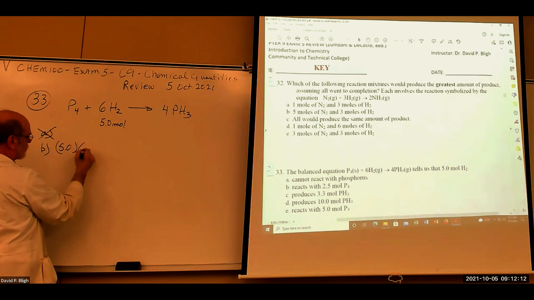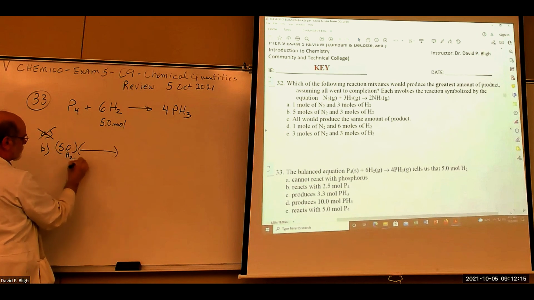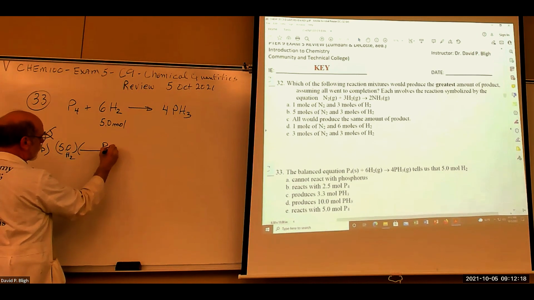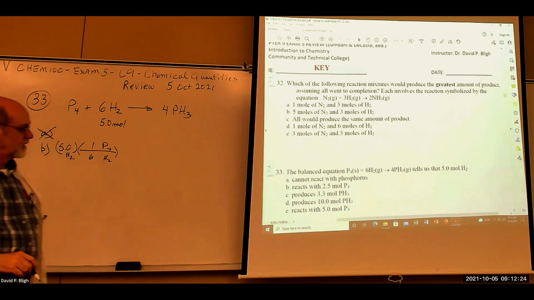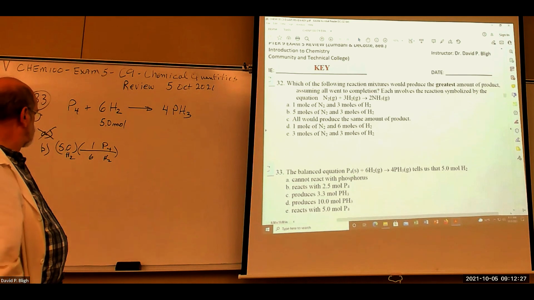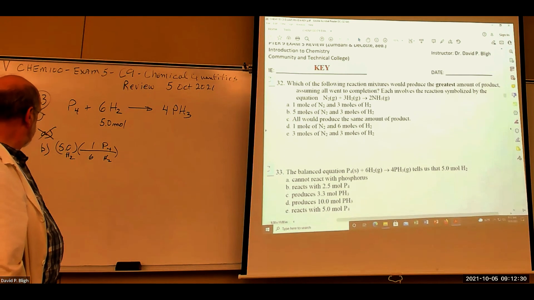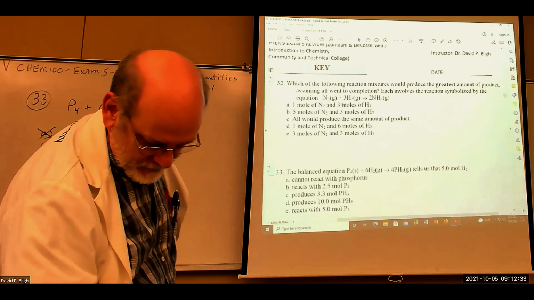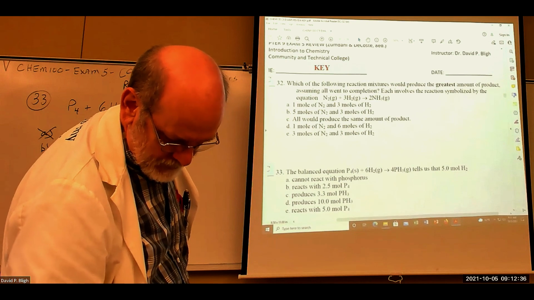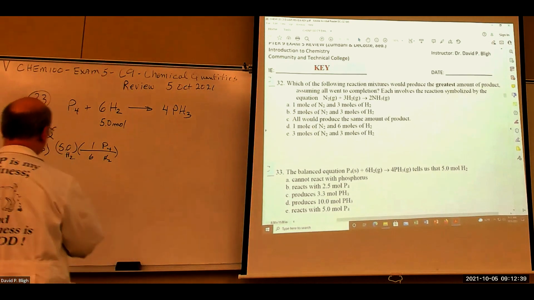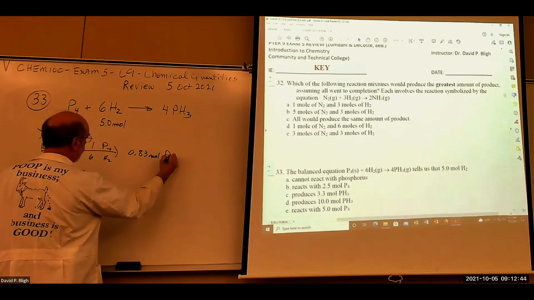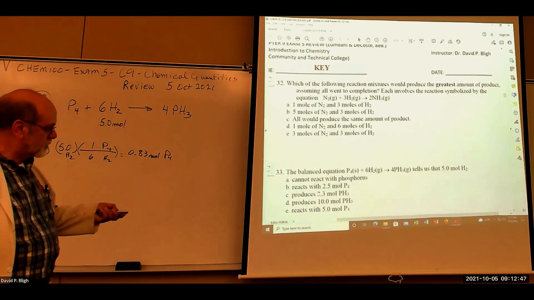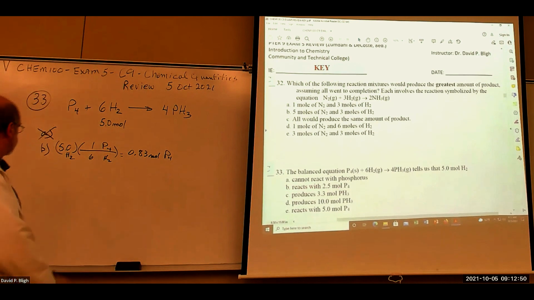So 5, and this is hydrogen. So hydrogen, P4, and we have 6 and 1. So 5/6. Let's see, 6 into 5. 0.83 of P4. All right. Is that true? No. That was false.